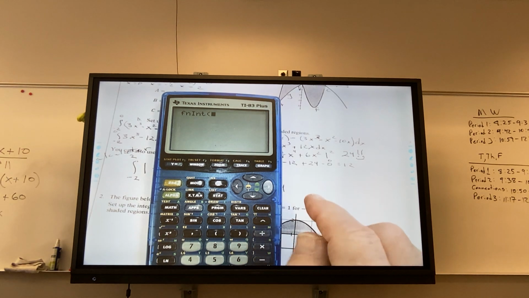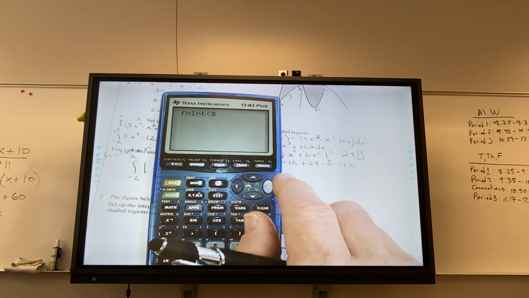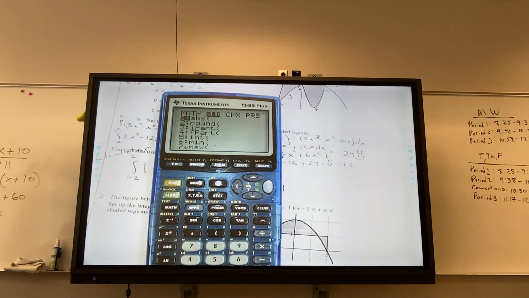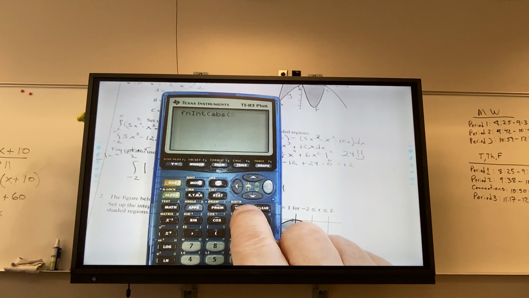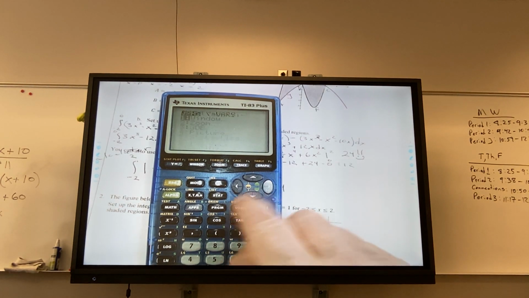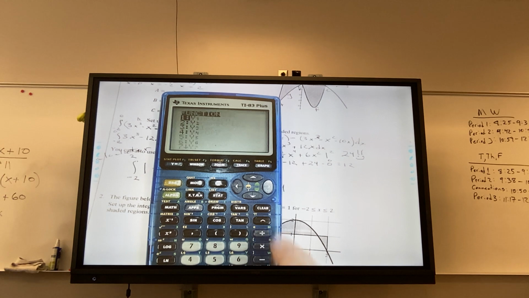Okay. And then I'm gonna go to math again. And I'm gonna slide over here to number. And do you see where it says ABS? That's absolute value. So I'm gonna put that in there. And then over here, you see where it says vars. And then you go to Y variables, and it says function, and there's Y1 minus, and then I gotta do it again. And then I'm gonna choose Y2. And I finish off my parentheses.